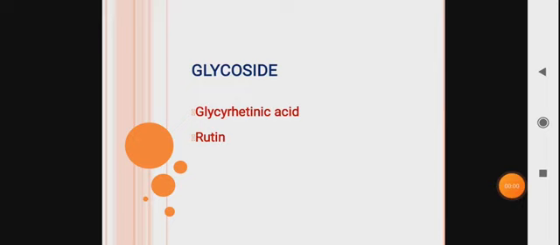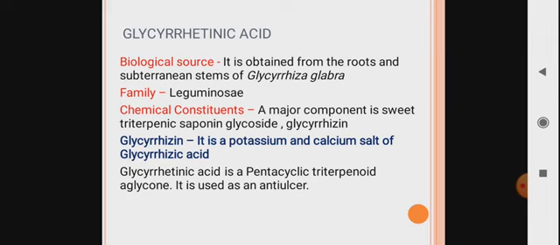Hello friends, now I am going to discuss identification, extraction and analysis of glycosides and resins. Glycosides include the study of glycyrrhetinic acid and rutin. So we will start with glycyrrhetinic acid.